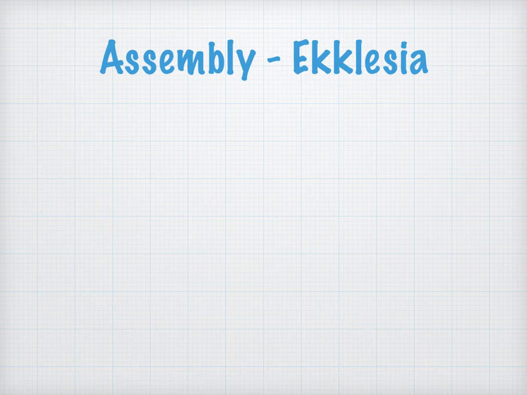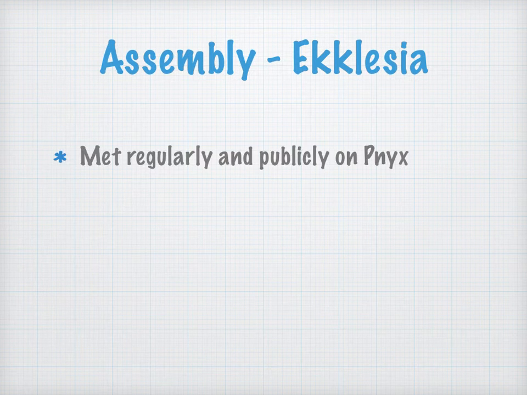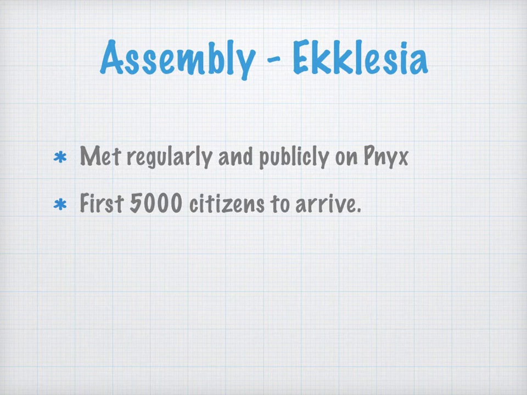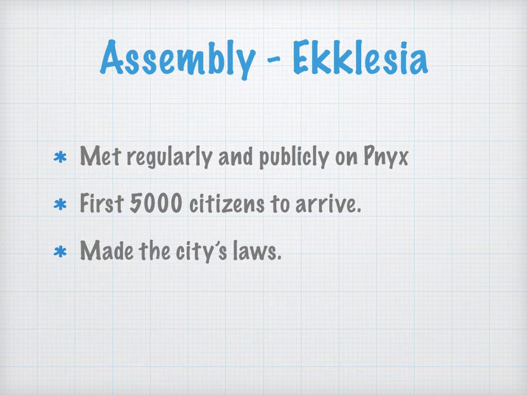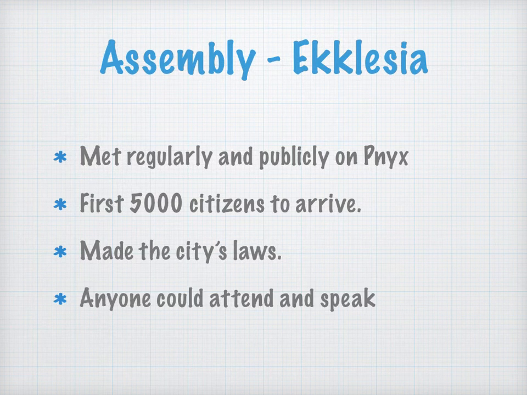An important component of Athenian democracy was the assembly, known in Greek as the ecclesia. They met regularly, about 40 times a year, on the Pnyx, which was an open hillside. So it was also a very public meeting, which people could clearly see. The assembly would be made up of the first 5,000 or so citizens to arrive. They were in charge of making the city's laws, and anyone was able to attend the assembly and speak in the assembly, provided that they were adult male citizens.